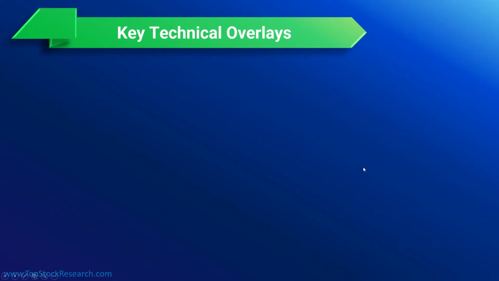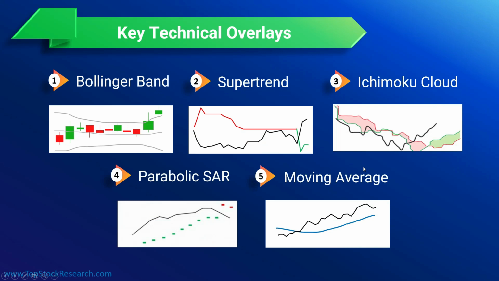Some of the important technical overlays are Bollinger Band, SuperTrend, Ichimoku Cloud, Parabolic SAR, and Moving Average. Today we are having a deep dive on Bollinger Band. We'll definitely have one on Ichimoku Cloud, one on Moving Average, and depending on the interest that we get from you guys, we may have it for SuperTrend and Parabolic SAR as well. Very, very important indicators.